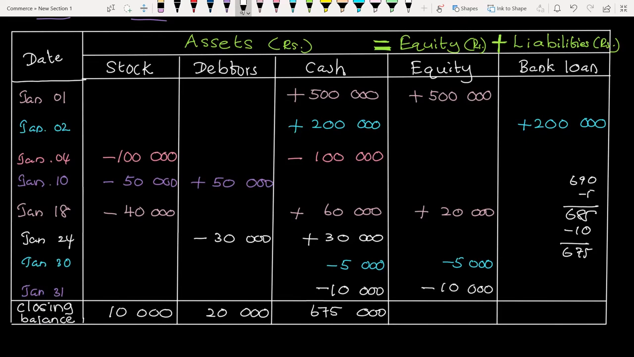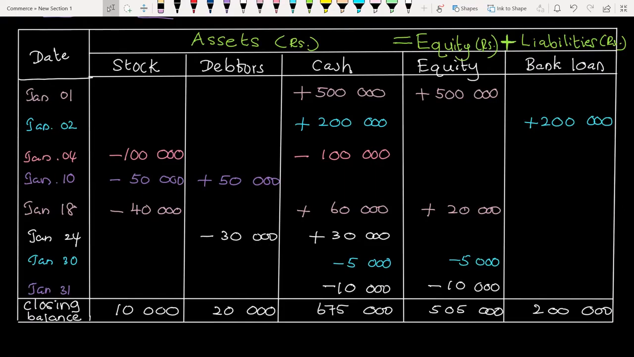675,000. Then the equity column, 500 plus 20 is 520. Minus 5 is 515. Minus 10 is 505,000 rupees. Then the bank loan column, we have only 200,000. So let's write it, 200,000. Now we have found all the closing balances of each column. So if you want, you can check whether your accounting equation balances or not.